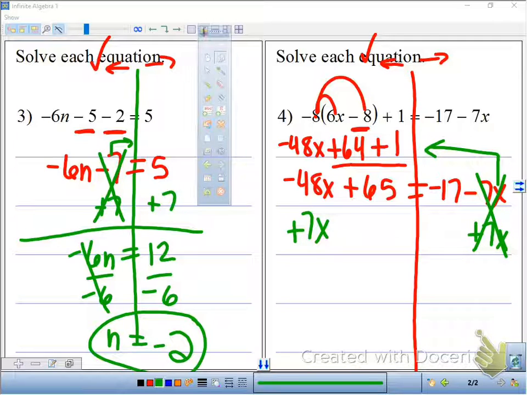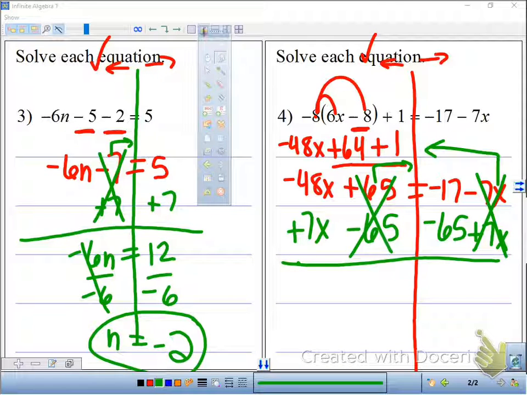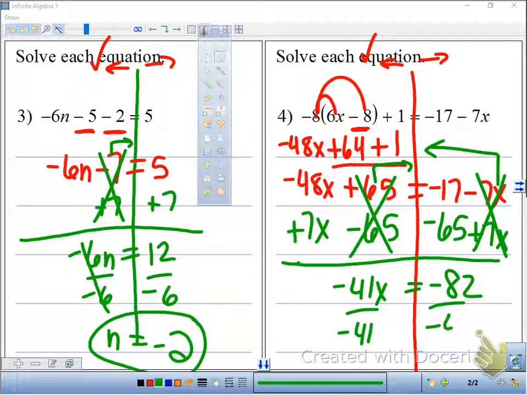I still need to move the 65. So I'm going to move my 65 to the left because I want to get my numbers together. It's a positive 65, so I'm going to add a negative 65 to both sides. And that's going to be 0. So when I add these together, this is going to give me negative 41x equals negative 82. I divide both sides by negative 41, and x equals 2. Those are our 4 example problems.